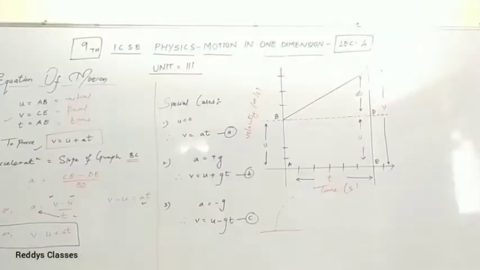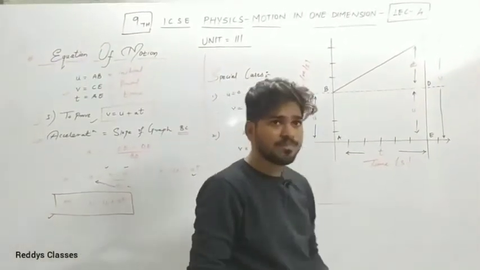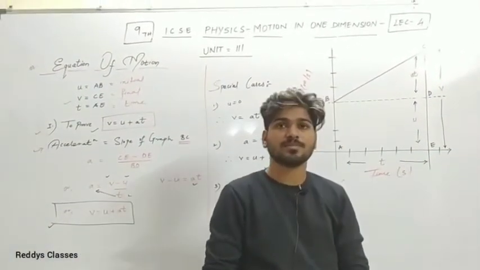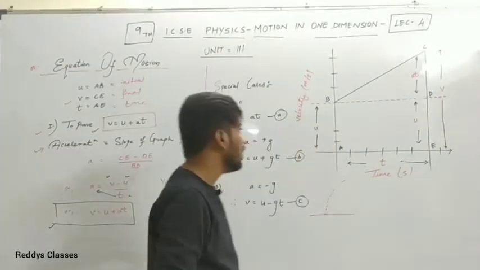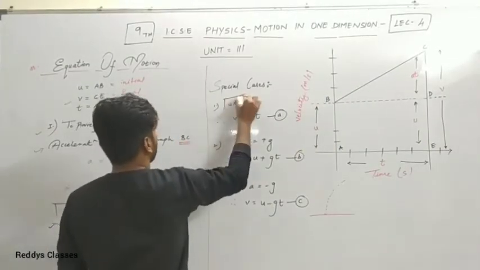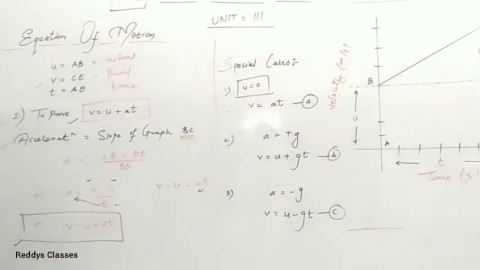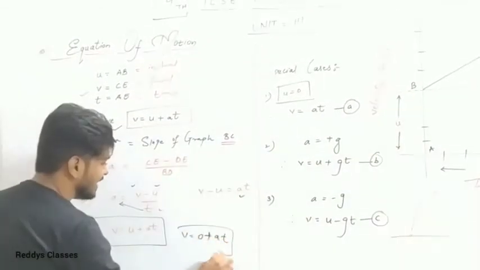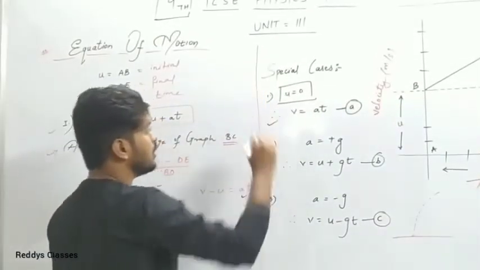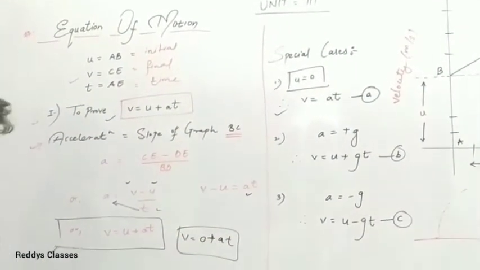So you can see there are some special cases. These cases are if the body is at rest, meaning the initial position is 0. So if the body's initial position is 0, then V is equal to U plus AT becomes V is equal to 0 plus AT, which is none other than V is equal to AT. Even if T is equal to 0, it doesn't matter. V is equal to AT.